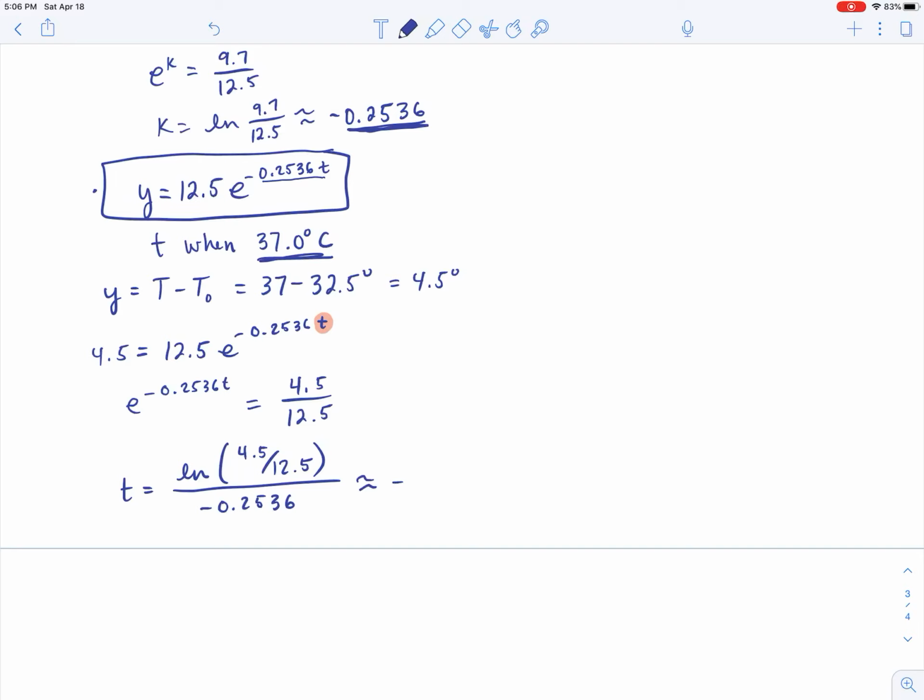Negative 4.03. So negative is good because death happened before the initial time. I know I spelled initial wrong there. Initial.